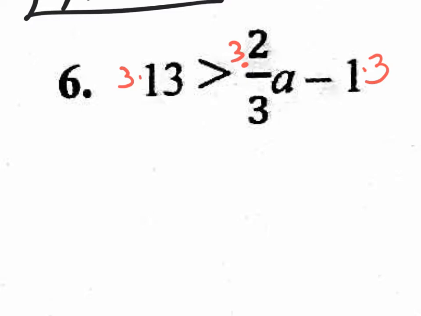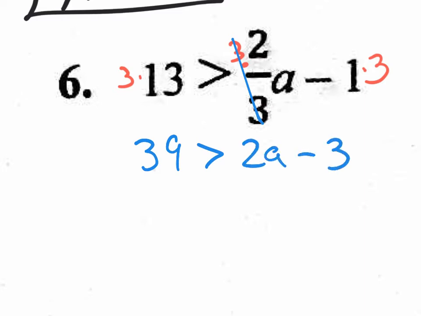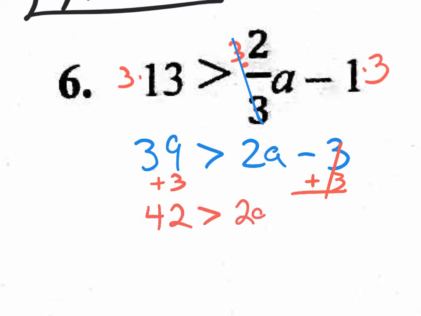Okay, so we have the 3's that cancel. We have 3 times 13, which is 39. The inequality doesn't change because I didn't multiply by a negative. And we have 2a left over. And we also have 1 times 3, which is 3. So 39 is greater than 2a minus 3. Jethro, what do I do next? Add 3 on each side. Thank you very much. So I'm going to end up with 42 is greater than 2a.